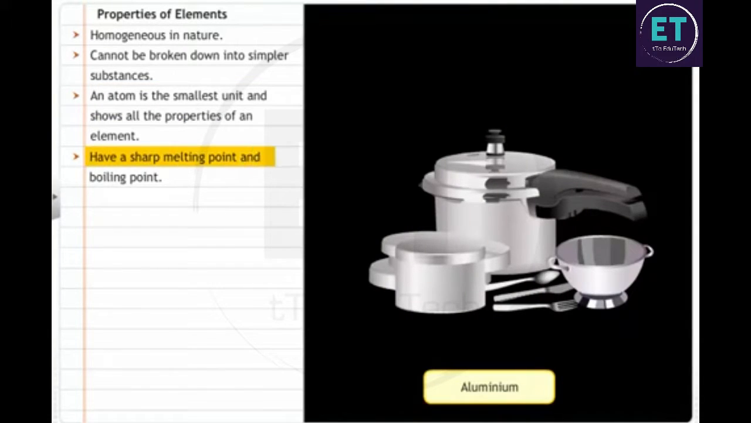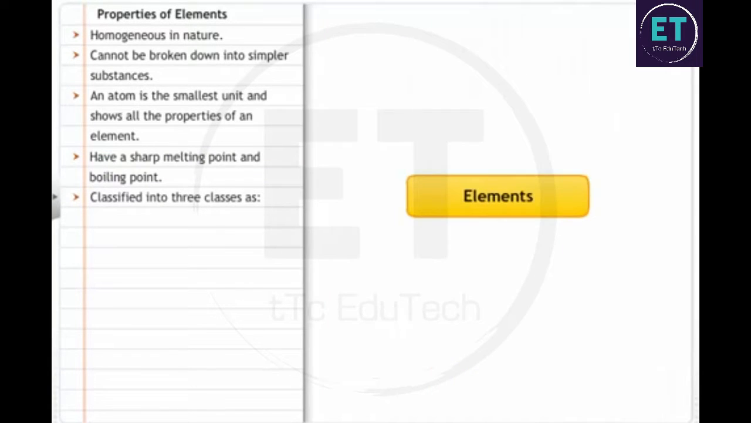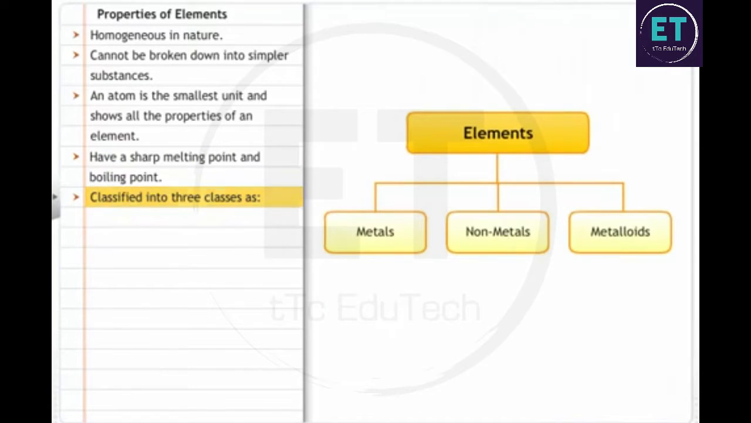Elements have sharp melting and boiling points. For example, aluminium has a boiling point of 2447 degrees centigrade. Elements can be classified into three classes: metals, nonmetals, and metalloids.